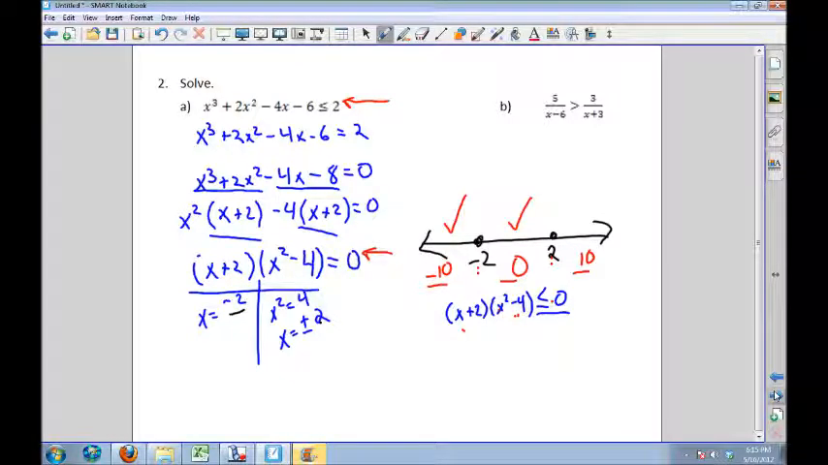Finally, I'm going to check 10. When I plug in 10, I get 10 plus 2, which is 12. Over here, I get 100 minus 4, which is 96. It's a positive times a positive, which is a positive, which is not less than 0, so that will not work.